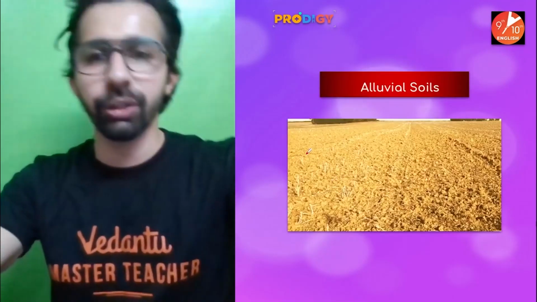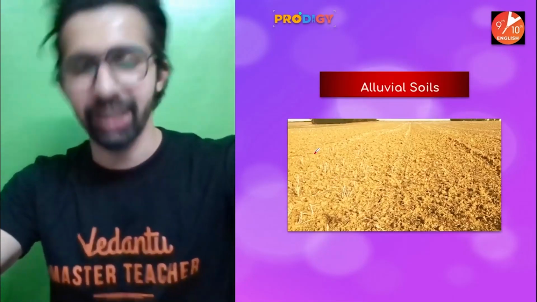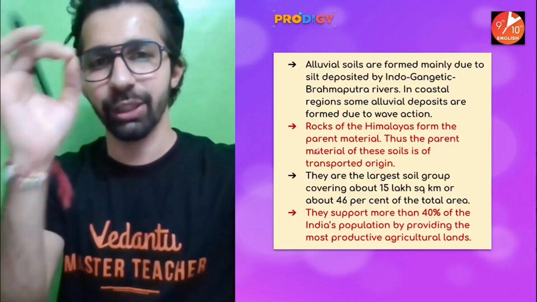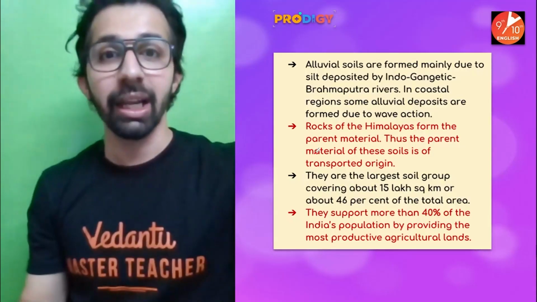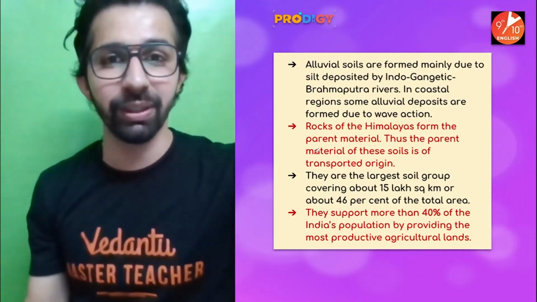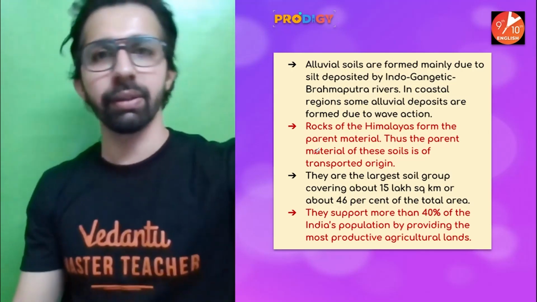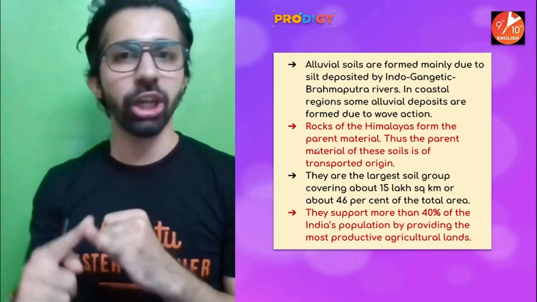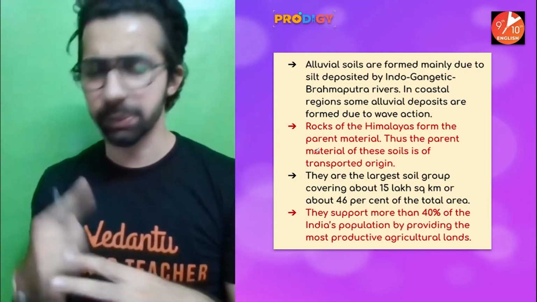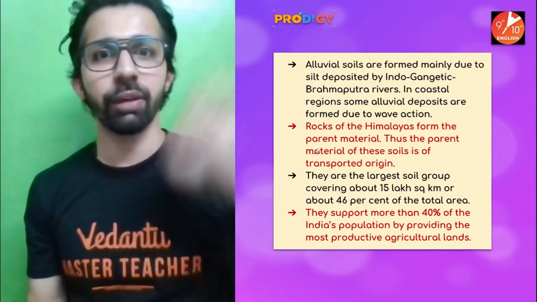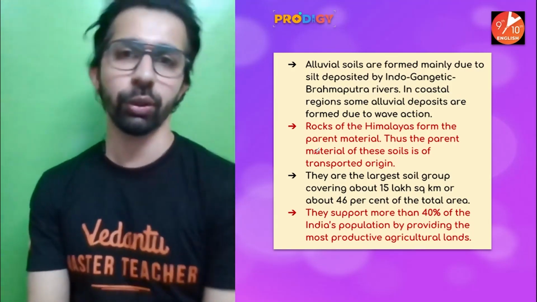The very first we are going to discuss is alluvial soil. My dear students, alluvial soil is the most fertile soil you will find in India. It is very good for agriculture and it covers the North Indian plain like Punjab, Haryana, Uttar Pradesh, Bihar, West Bengal, Assam. All these areas, the northern belt of India, is covered by alluvial soil.